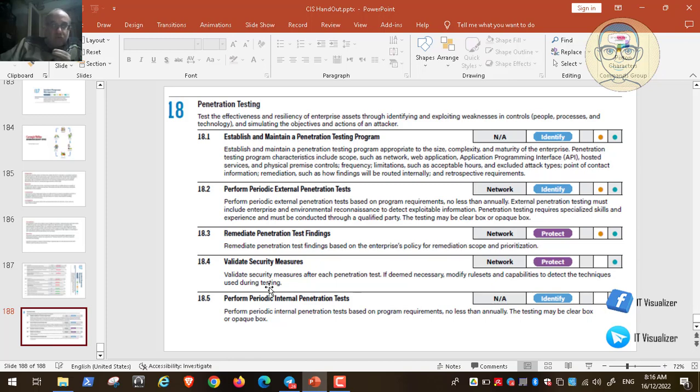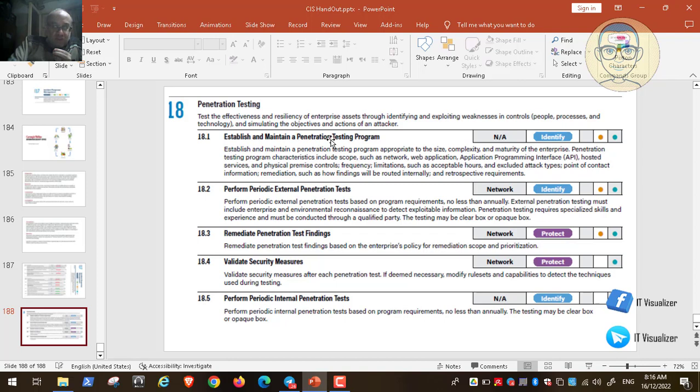Okay, validate security measures. At the end, perform periodic internal penetration tests. Perform a periodic internal penetration test based on program requirements, no less than annually. The testing may be clear box or opaque box. So he's saying that penetration testing should be done externally and internally. Penetration test findings should be fixed. We need to revise our security measures. We need to have a program.